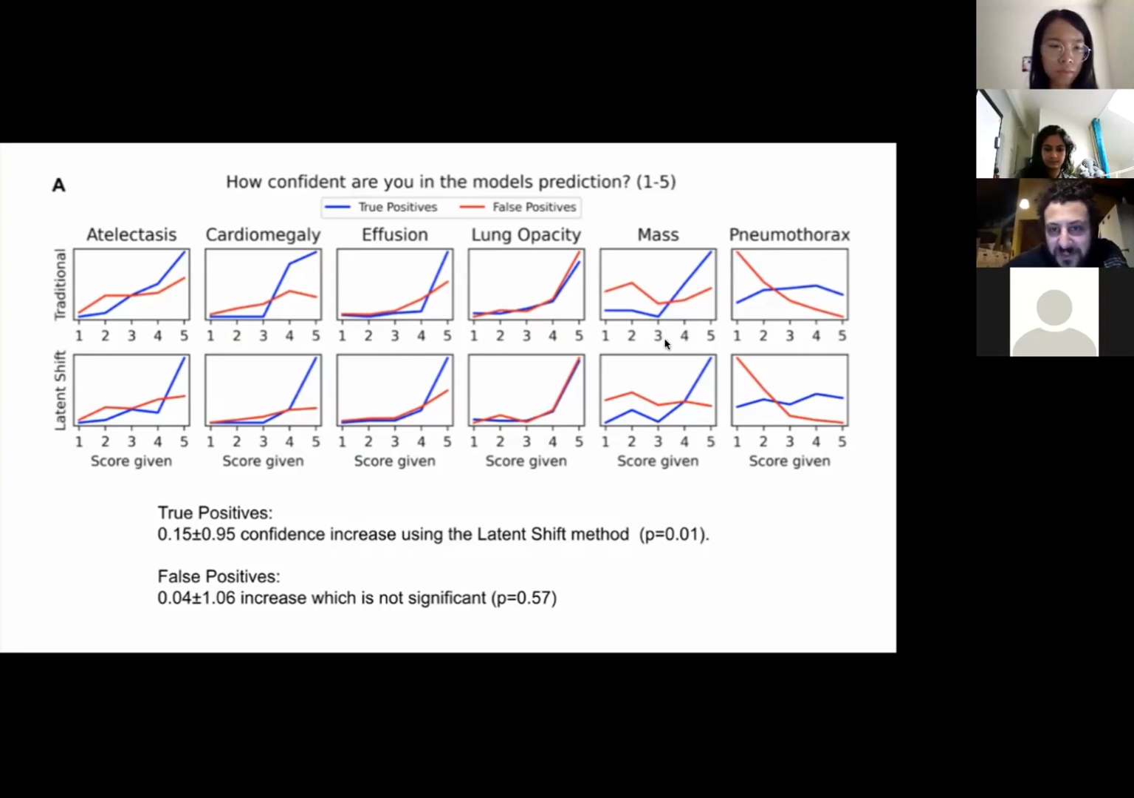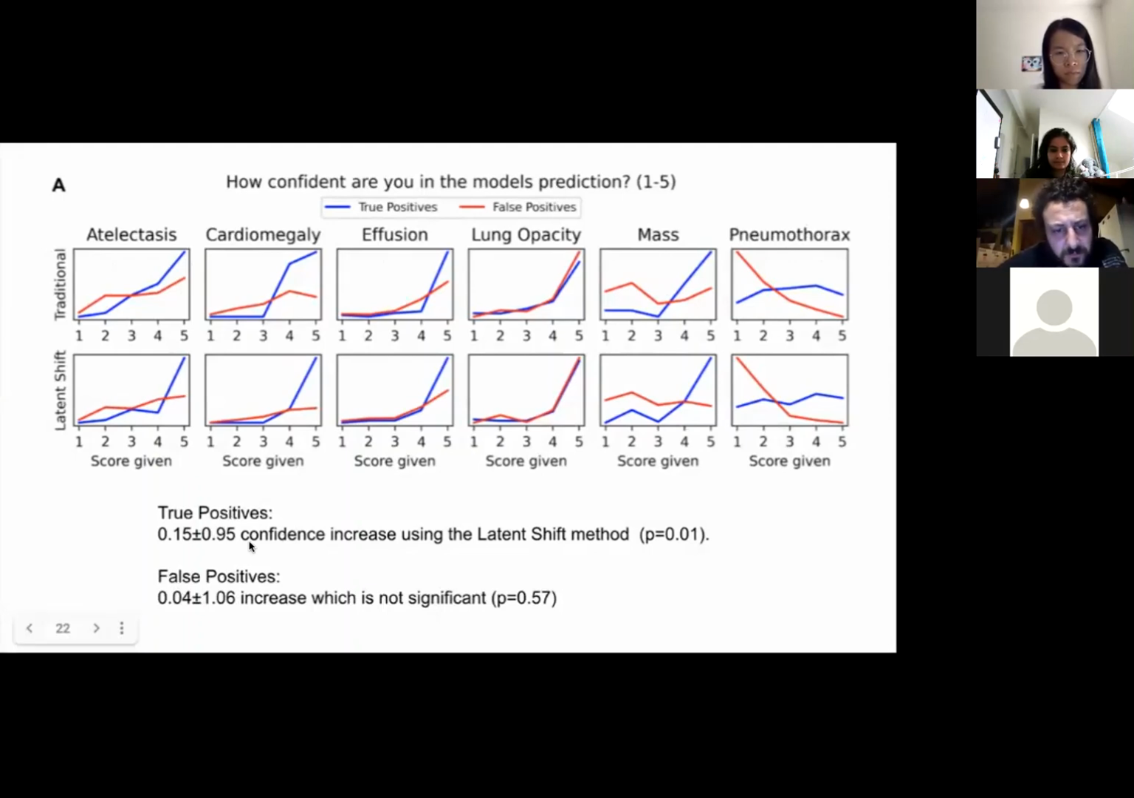We see a slight difference. For mass, the false positives get rated at more like a neutral across the board, where the true positives are much higher. But for some things like lung opacity and effusion and atelectasis, there's hardly a difference between these scores, right? Although there is a statistically significant difference for true positives.